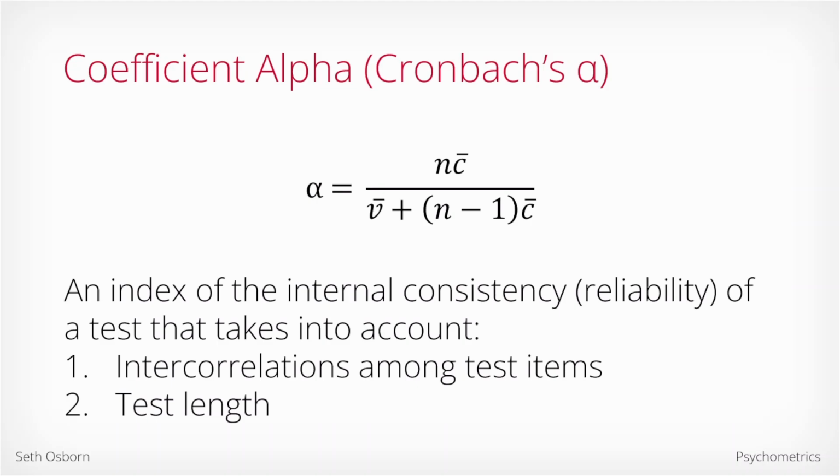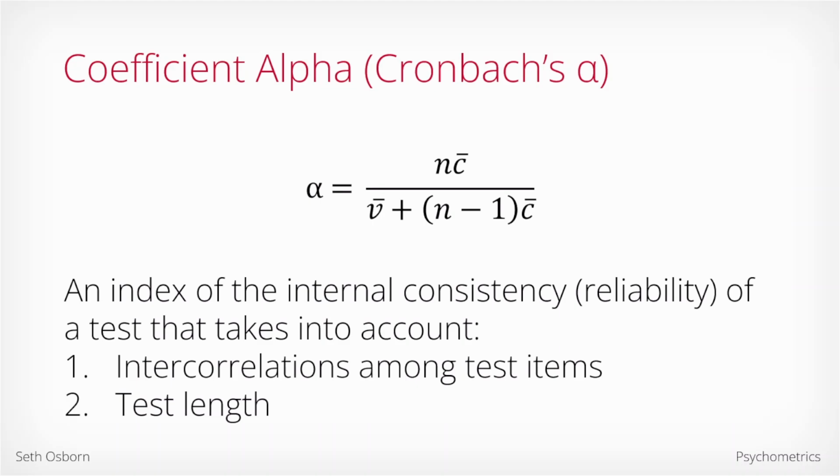So coefficient alpha, alpha is this Greek A-looking symbol. It's an index of internal consistency that's taking into account two things. First, how correlated are the items with each other? Because the more correlated they are with each other, that would suggest they're measuring the same thing, right? But coefficient alpha also takes into account test length, because longer tests tend to be more reliable, assuming that the additional items are all measuring the same construct equally well.